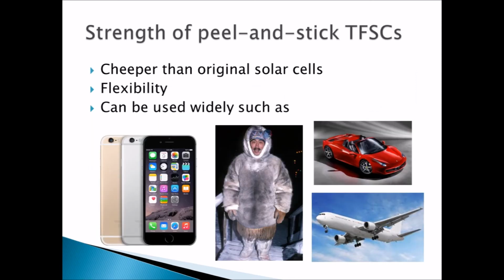The strength of peel and stick thin film solar cells is that they are cheaper than the original solar cell because of recycling the silicon wafer. And second, flexibility. Of course, because it is thinner, it is very convenient to use. Lastly, it can be used widely, such as in iPhones, winter clothes, cars, and airplanes, etc.